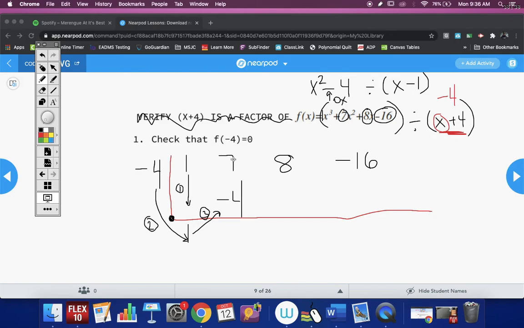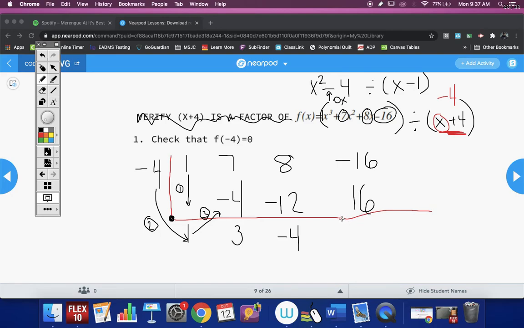And then keep going. Step 1 again, drop down. 7 and -4 make 3. I do my second step, which is multiply, and put that answer here. -4 times 3 is -12. I put my answer here. And then again, I do the same steps. Drop down. 8 and -12 give me -4. Second step is multiply. -4 and -4 give me +16. I put the answer here.